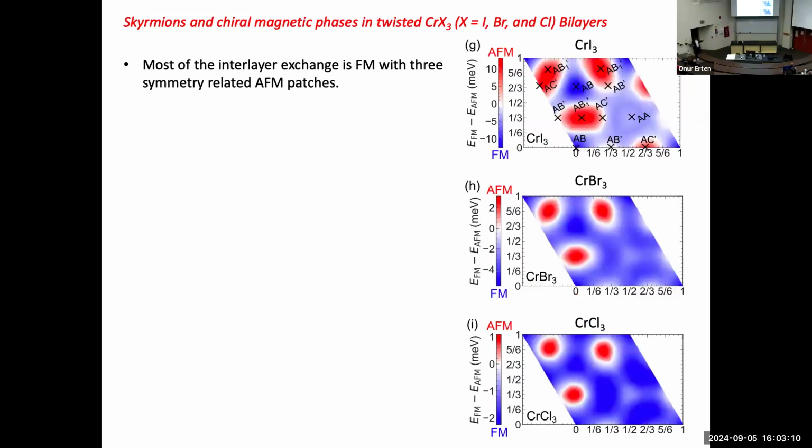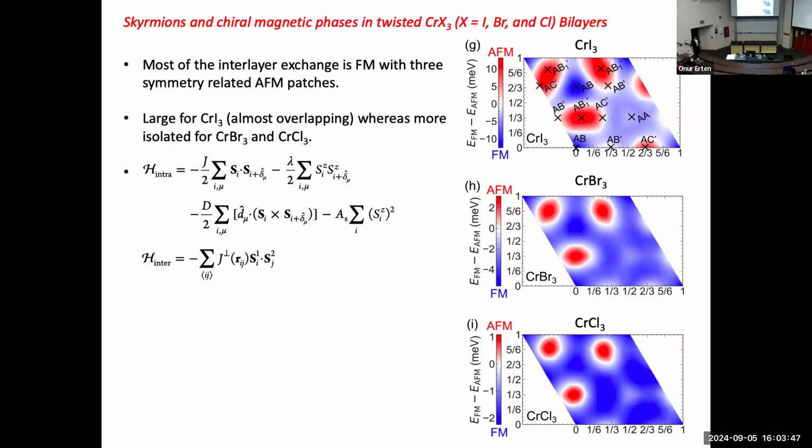So Antia's group calculated this interlayer exchange within a Moiré unit cell. This is one Moiré unit cell. We found that the interlayer exchange within the Moiré unit cell is mostly ferromagnetic, which is this blue color, but there are three different regions where it changes sign to an antiferromagnetic interlayer exchange. And if you go from chromium triiodide to bromide and chloride, this antiferromagnetic region shrinks.